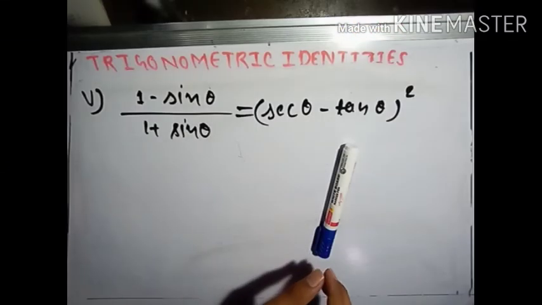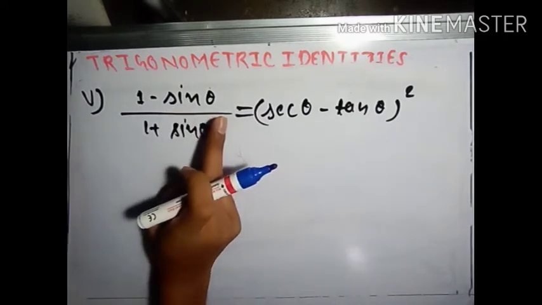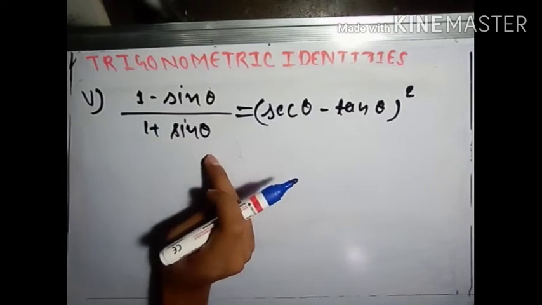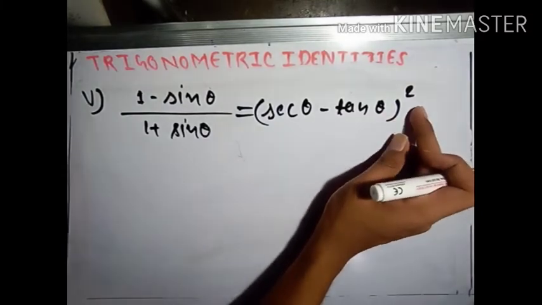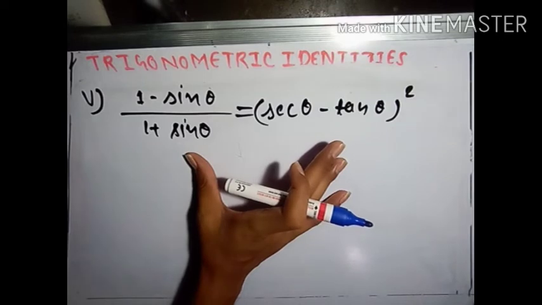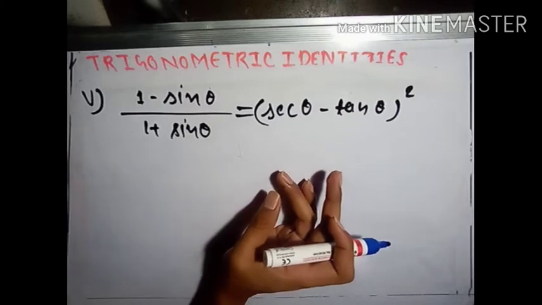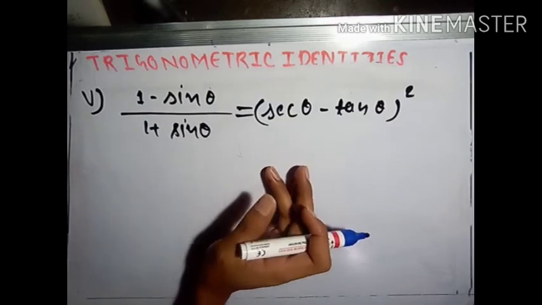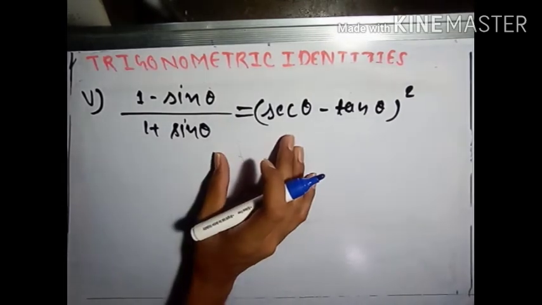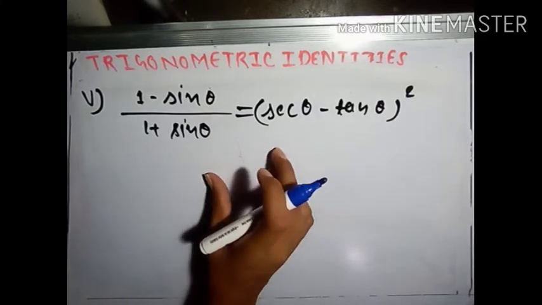This time I am taking a bit tricky example. Look, 1 minus sine theta upon 1 plus sine theta is your LHS, and sec theta minus tan theta whole square is your RHS. This is a bit tricky question, and this type of question is always asked in your examination, so this is a really very important question. You can solve this question by 1 or 2 or 3 methods at least.